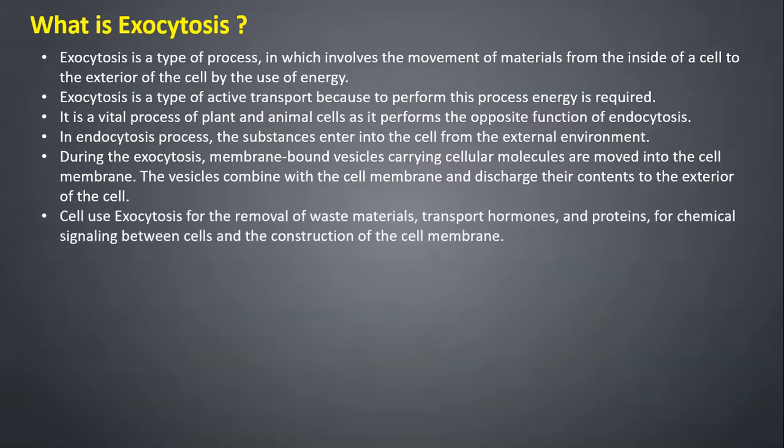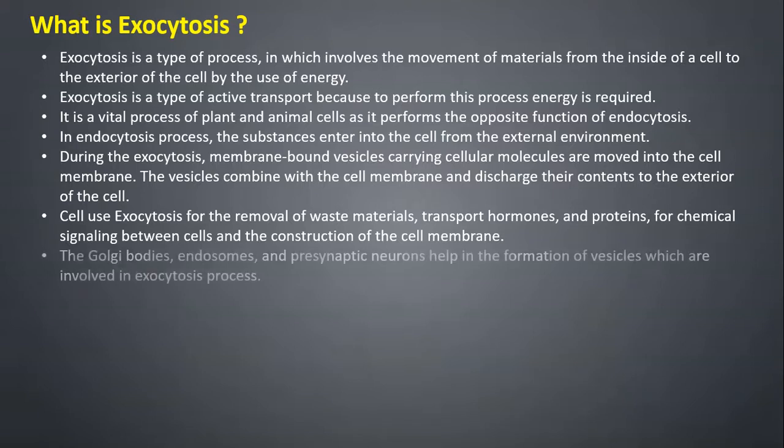Cells use exocytosis for the removal of waste materials, transport of hormones and proteins, chemical signaling between cells, and the construction of the cell membrane. The Golgi bodies, endosomes, and presynaptic neurons help in the formation of vesicles which are involved in the exocytosis process. The vesicles combine with the cell membrane and they can be complete or temporary vesicles depending on their function.